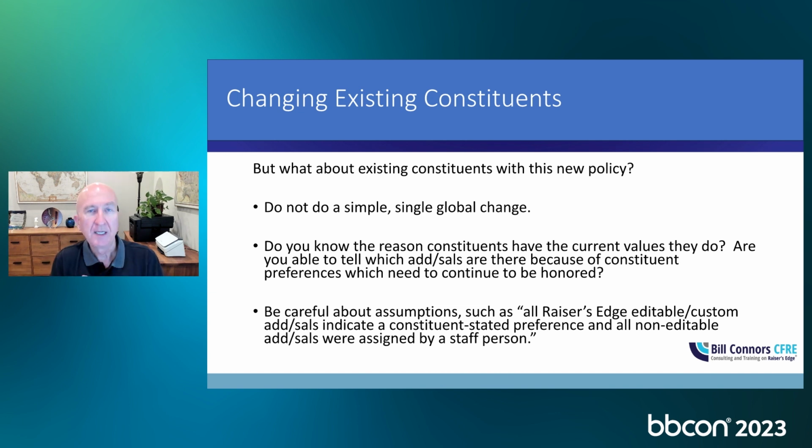So here we go. For the constituents already in the database, do you know why some of them already have the addressees and salutations that they do? That those constituents have reached out to you and said, I prefer to be Mrs. Robert Smith, or I prefer to be the Smith family, or I prefer to be Robert, Linda, and Charlie Smith, whatever the case may be. Do you have that documented? If you're able to identify those, then you probably want to preserve those and not unilaterally say, we have a new policy, we're overriding our constituents' preferences.